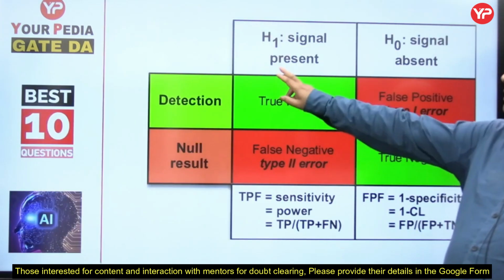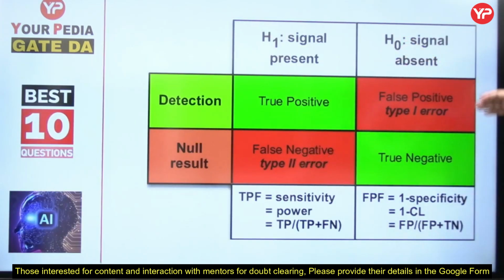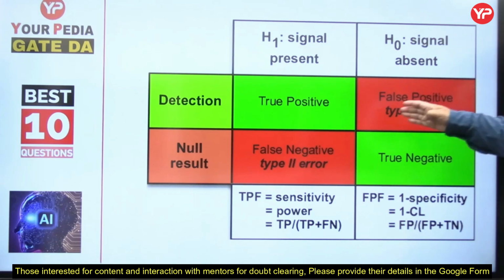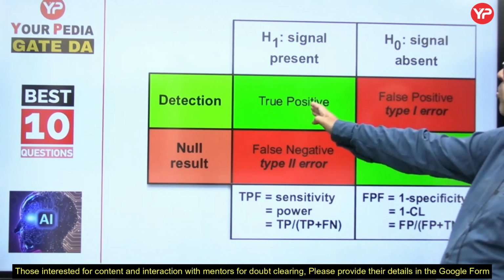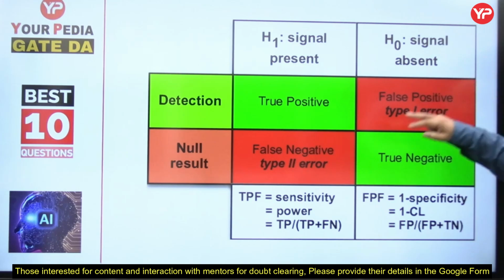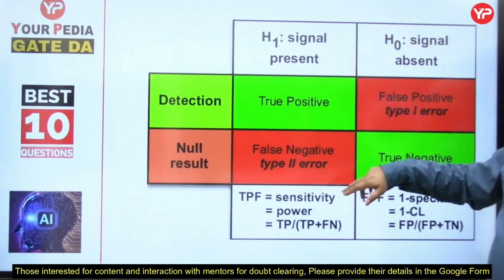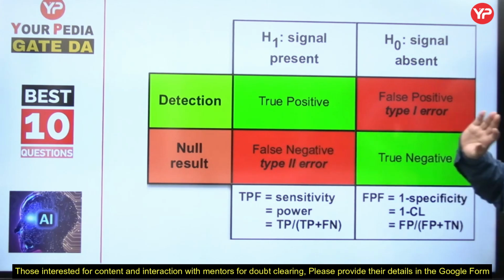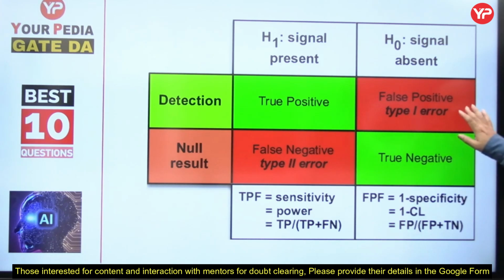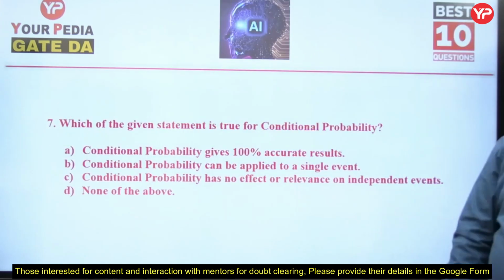So here it's detection like this, a detection null result in some signal processing thing. If the signal is present and the target was detected, true positive. Signal was absent and target was detected, it is false positive. Target was detected but there was no signal, false positive. Now signal was present but target was not detected, false negative. That is type 2 error, this is type 1 error. And then if the signal is absent and the target was not detected, true negative. So like this, different types of errors are there.